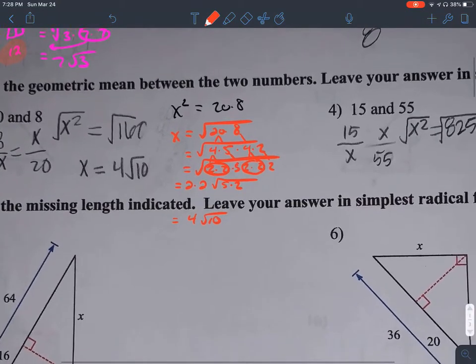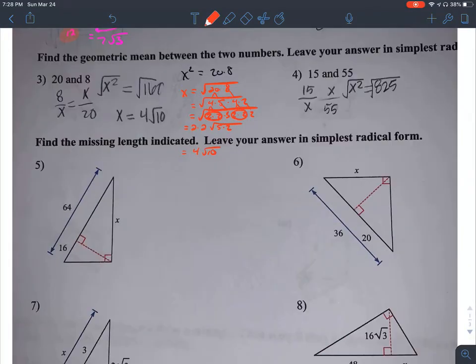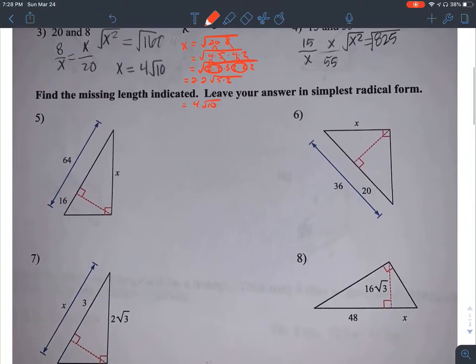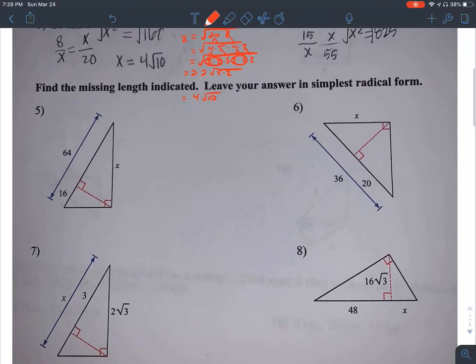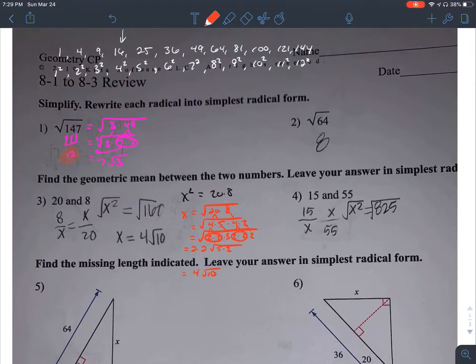If you're doing geometric mean, which is what you're doing for this entire worksheet, don't actually multiply the things together unless you have to. You would have to if you had a variable in it. You would not have to if you don't. So hopefully that's helpful. If you have any specific questions, let your dad know, and then I can try to help.